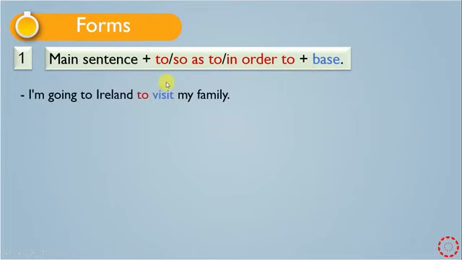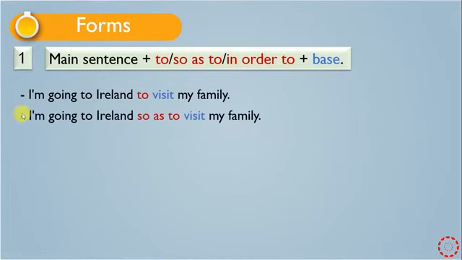Look at this example. I am going to Ireland to visit my family. Visit is the base form of the verb. Why am I going to Ireland? To visit my family.